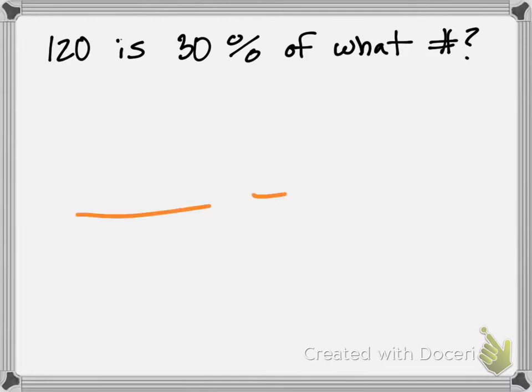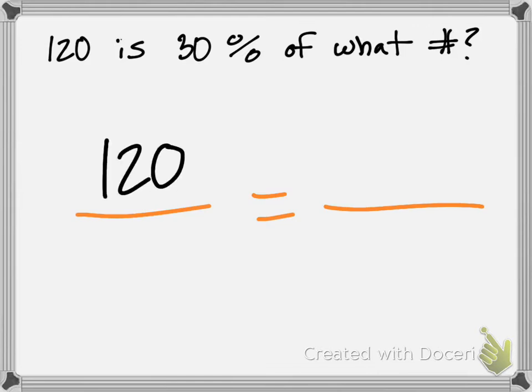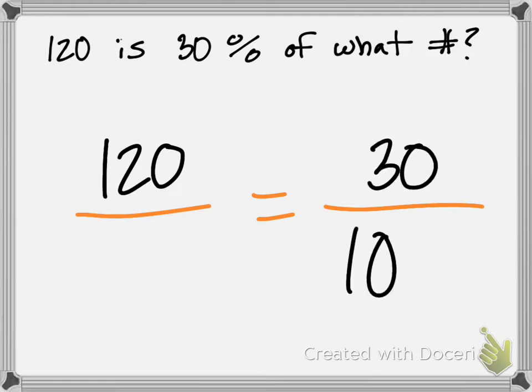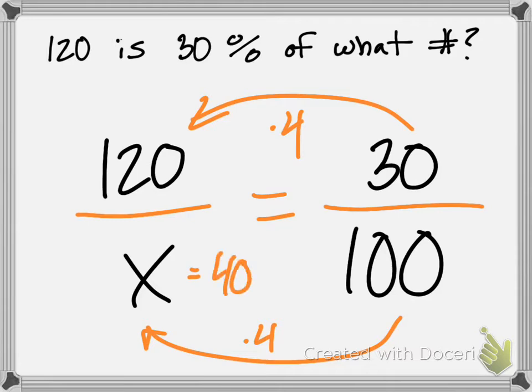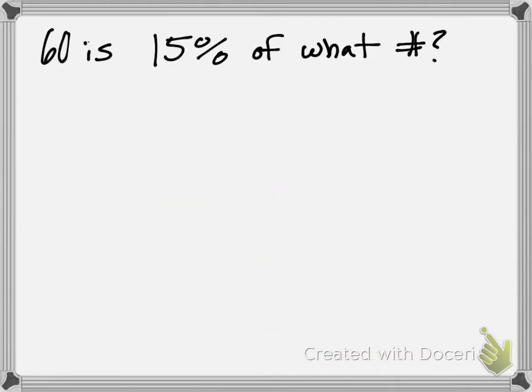Same thing here. Who would like to set up this problem for me, just so we can see this in the guided practice? Lucas. 120 will be the part, and next to it will be 30% over 100. Excellent, and that's our unknown. This one I can do easily. Times 4, times 4. If you don't know this, just practice. 400. So 120 is 30% of 400.